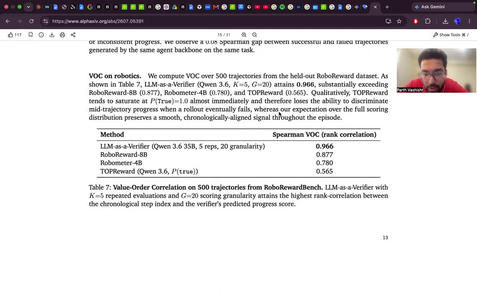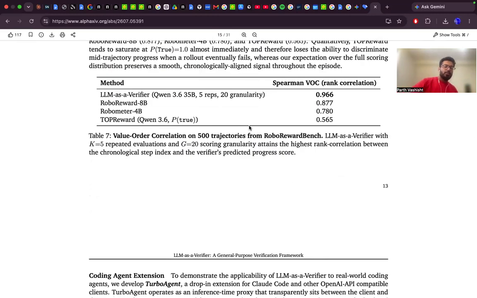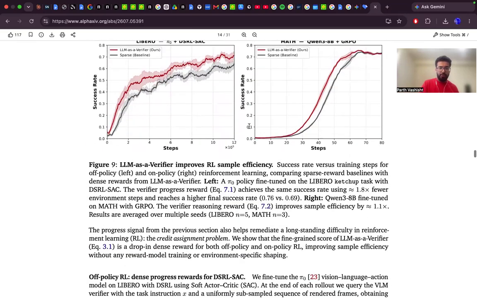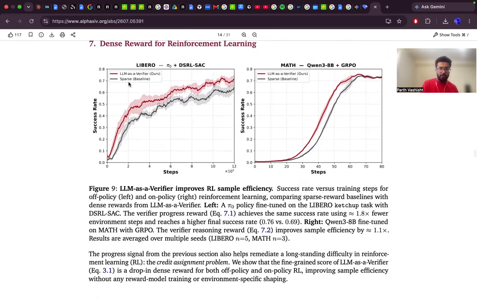The qualitative TOPR reward tends to saturate almost immediately and therefore loses its ability to discriminate mid-trajectory progress when a rollout eventually fails, whereas our expectation over the full scoring distribution preserves a smooth, chronologically aligned signal throughout the episode. All right. I can learn to live with this. I can probably make sense of it. Dense reward for reinforcement learning makes sense. This is training steps. Oh, so they used it for dense reward. They used dense reward for reinforcement learning as well.